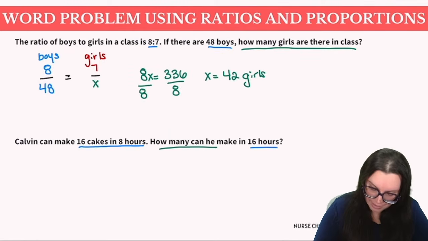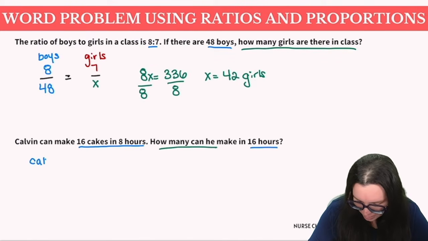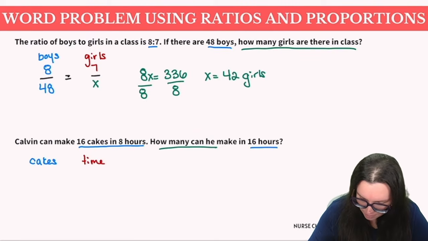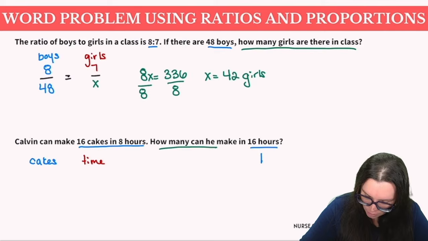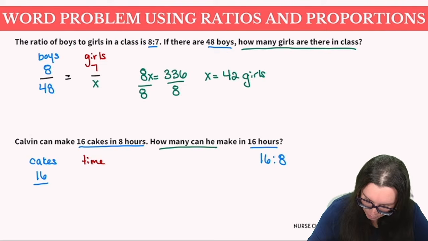So we're just going to plug this in. Again, organizing it. I like to keep everything organized. We're going to put cakes on one side, and we're going to put our time on the other side. So starting with our ratio, we have 16 to 8, right? So we're going to put 16 in our numerator on the left, and we are going to put 8 in our numerator on the right.